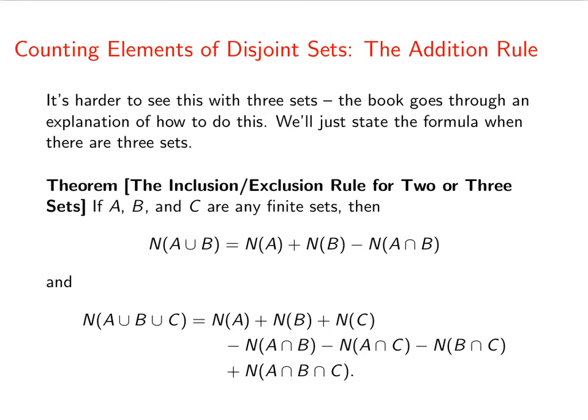And if you want to count the number of elements in A union B union C, well, then you can count whatever's in A, whatever's in B, and whatever's in C, and subtract off the overlapping parts, which is the number of elements in A intersect B minus the elements in A intersect C minus the elements in B intersect C. But then, interestingly enough, you actually have to add back in the number of elements in A intersect B intersect C, because by subtracting in the second stage, you've actually subtracted off too much.